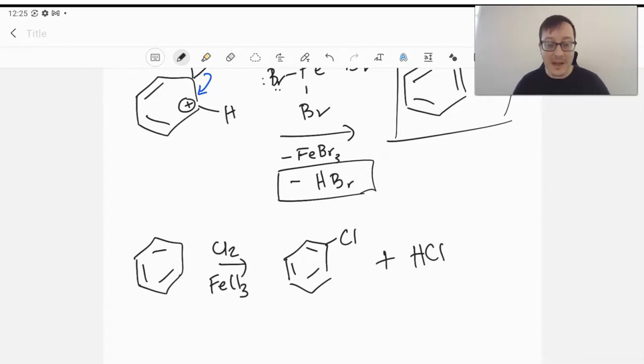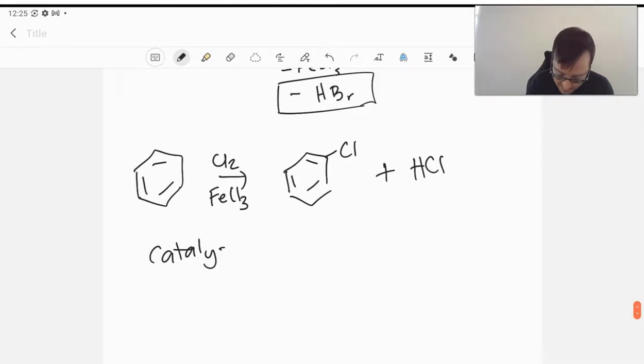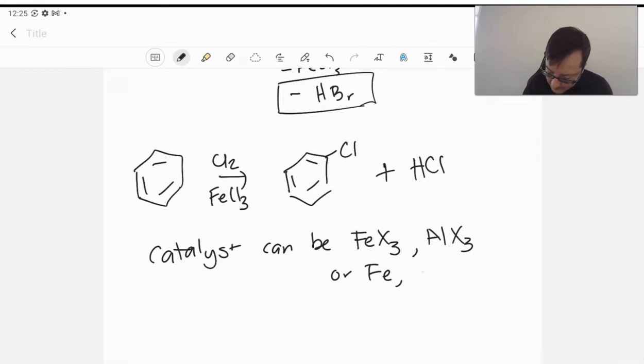And remember, your catalyst can be any. You can use Fe, you can use aluminum, or you can use the metals themselves. So any of these 4 catalysts will work. If you're doing chlorination, you want to have chlorines on your iron, or aluminum. If you're doing bromination, you'll want to have bromines on there, of course, because otherwise you'll end up with a mixture of products. So any of these catalysts will work.